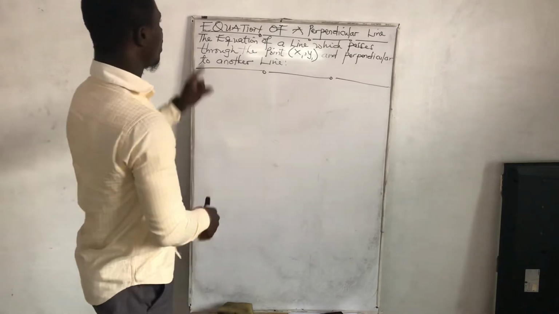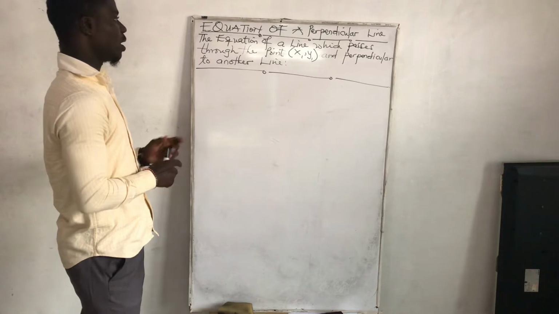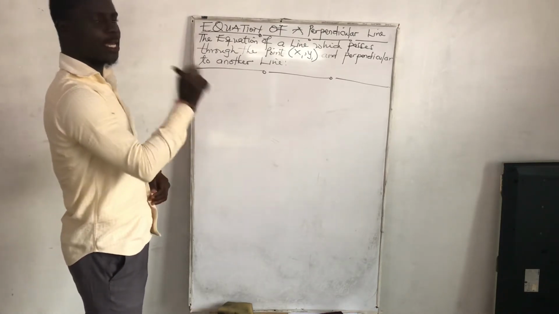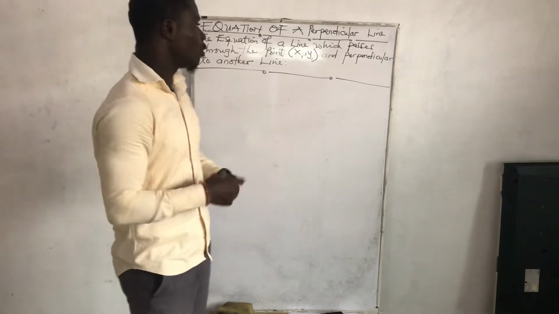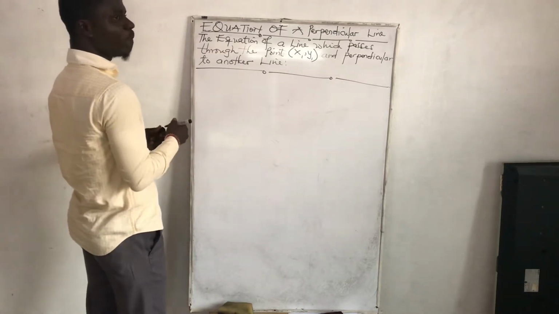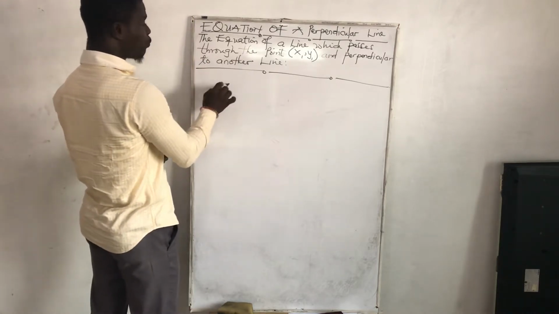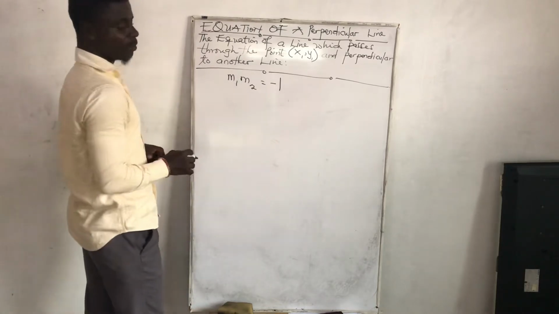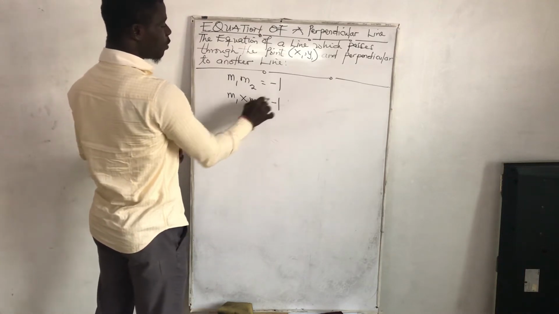Alright, so let's go. Equation of a perpendicular line. How do we find the equation of a perpendicular line? The equation of a line which passes through the point (x1, y1) and is perpendicular to another line. Perpendicular means 90 degrees. So if a line is perpendicular to another line, then the product of their gradients must be equal to -1. So m1 times m2 must be equal to -1.